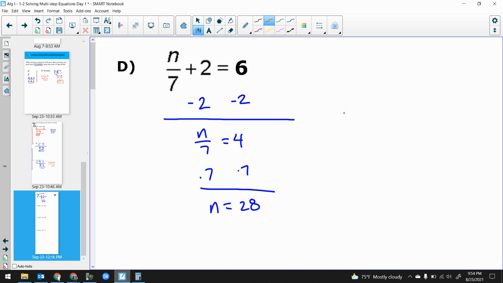Again, you can always check your answer. 28 over 7 plus 2. Is that really 6? Well, 28 over 7 is 4. Plus 2, yeah, that's 6. That checks out.